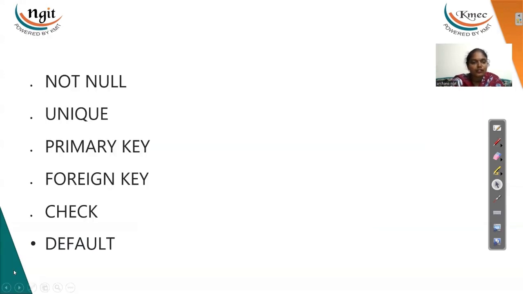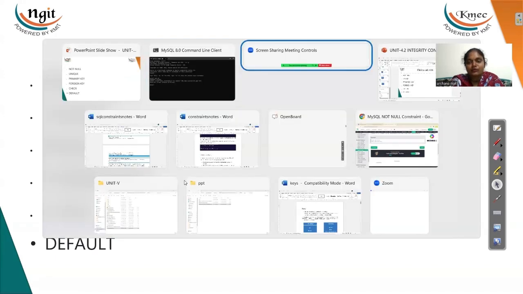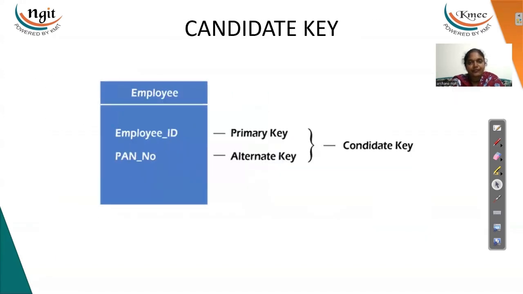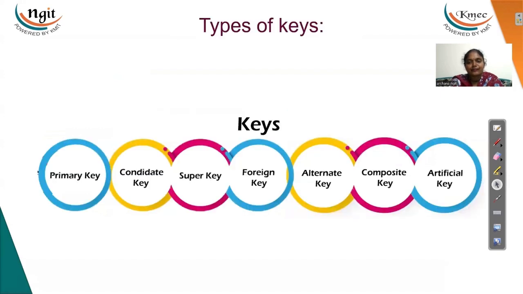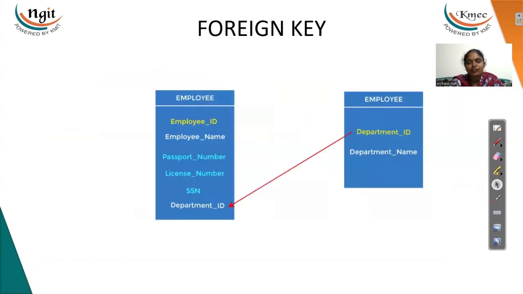Okay. Now moving on to the last type of constraint, that is foreign key constraint. This is going to be used. Let us look at this foreign key. Look at this employee table, which contains the following attributes: employee ID, employee name, passport number, license number, social security number. All these attributes belong to the employee table.